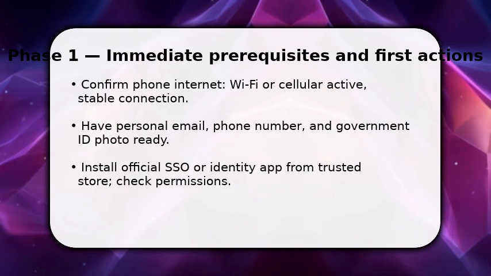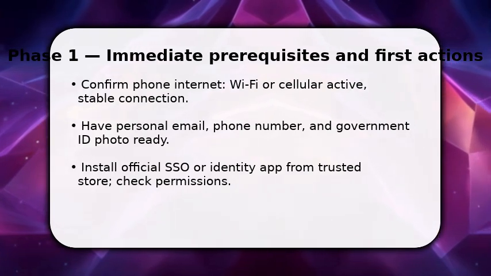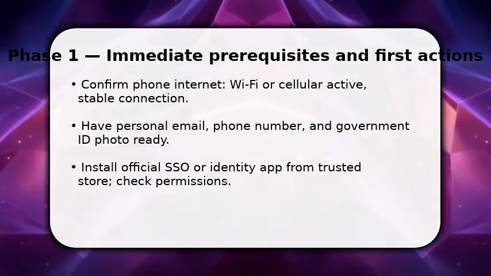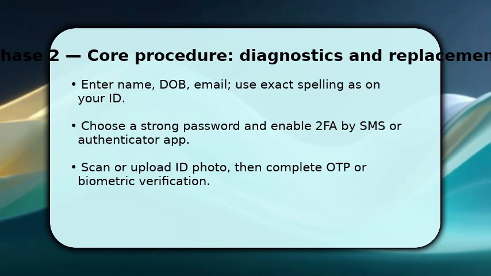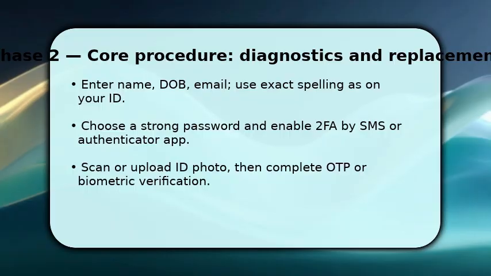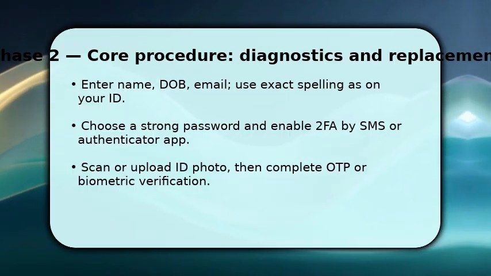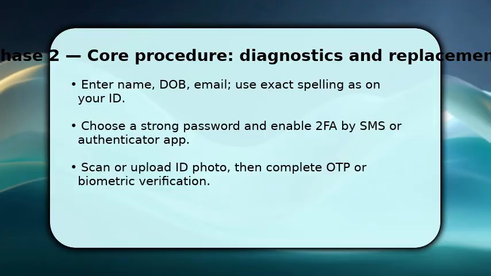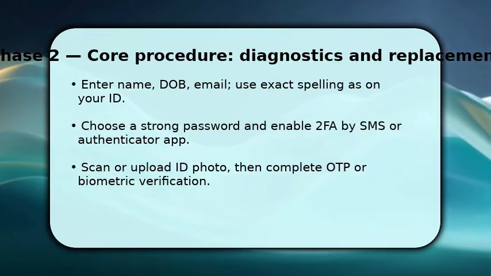Continue by entering your personal details exactly as they appear on your ID, because mismatches cause rejections, so double-check spelling and date of birth. Next, pick a strong password and immediately enable two-factor authentication. Use SMS OTP or an authenticator app for better security.